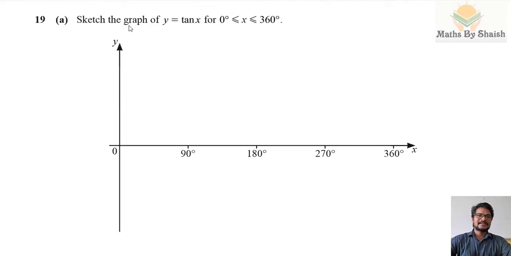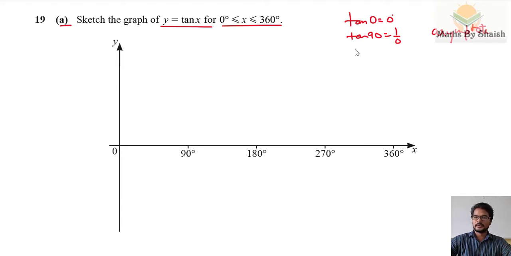18th question, sketch the diagram. The part is sketch the graph of y equals tan x for 0 to 360 degree. So we already have some values of tan, the known values, that tan 0 degree is 0. We know that tan 90 is 1 upon 0, not defined. Not defined means there is an asymptote. There is an asymptote at 90. And then similarly at 180 tan 180 is 0, and tan 270 is again 1 by 0, and at 360 it is 0.